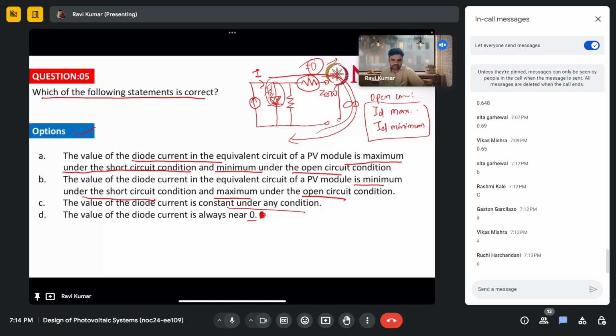And using this, which option is right? Maximum at open circuit condition and minimum at short circuit condition. B. Sita said B. Only Sita is right. If you have not understood, let me know.